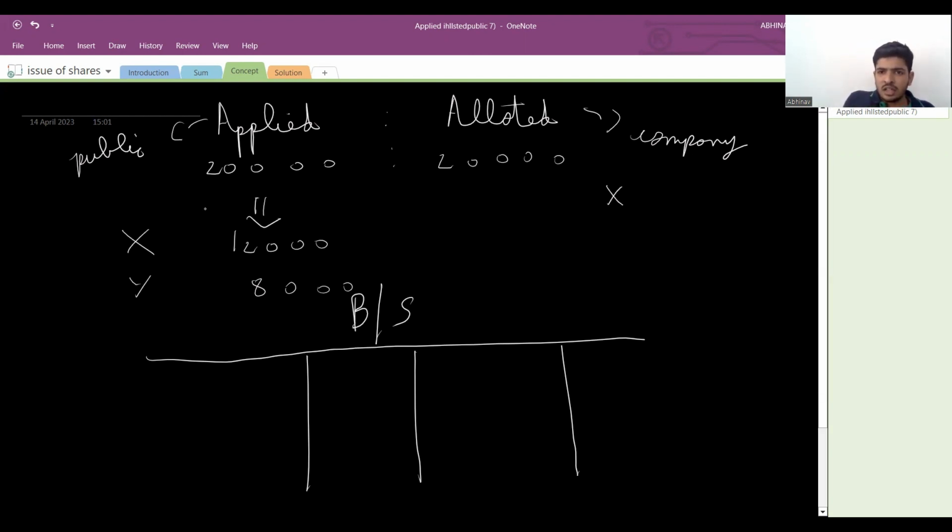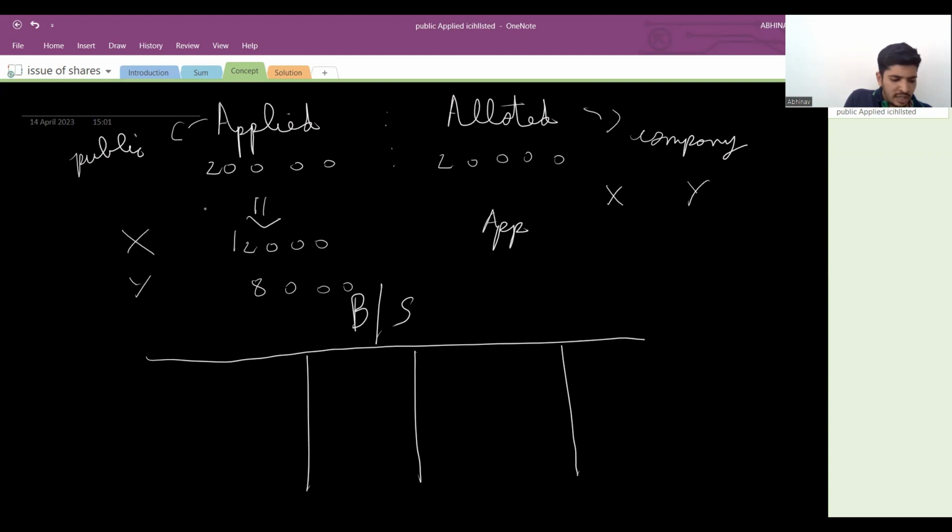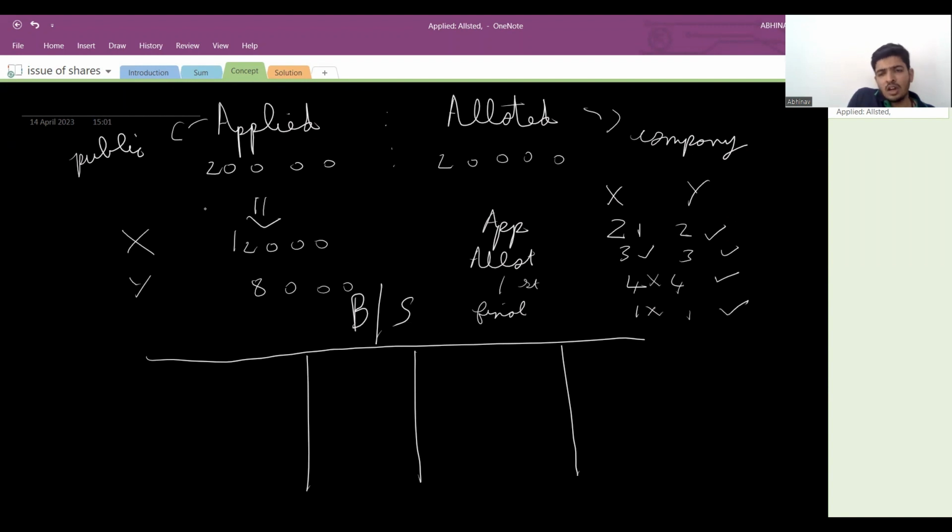You write X and Y here and you write down the installments. Application, 2 rupees. Allotment, 3 rupees. First call, 4 rupees. Final call, 1 rupee. And you put the tick mark. The tick mark signifies that X paid the first installment. And Y also paid the first installment. X paid the second installment. Y paid the second installment. X didn't pay the third installment. Y paid the third installment. X didn't pay the fourth installment. Y paid the fourth installment.